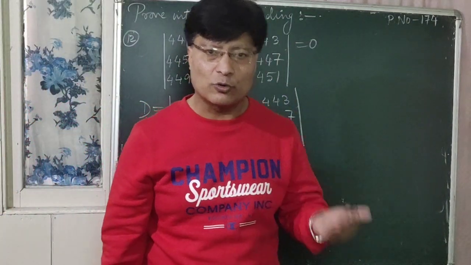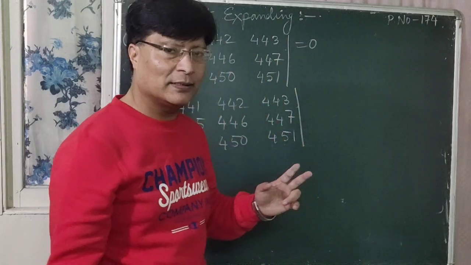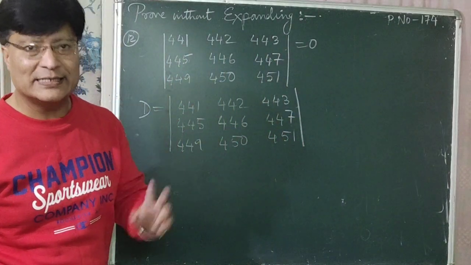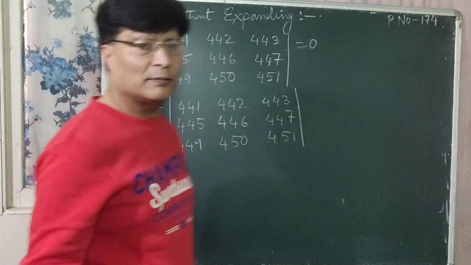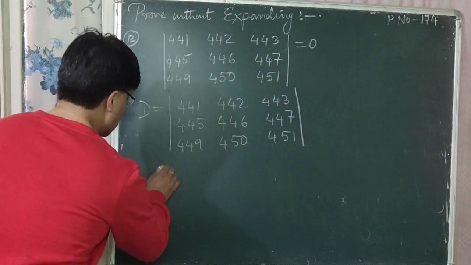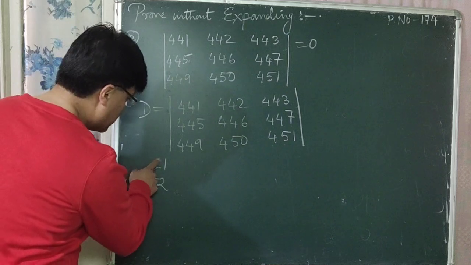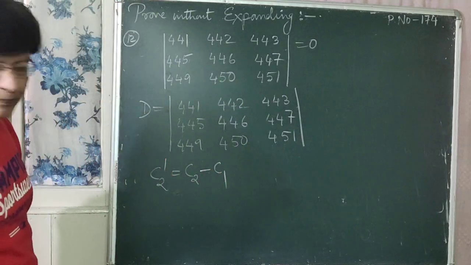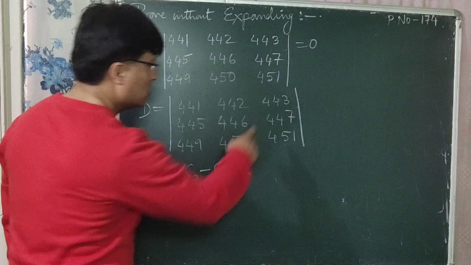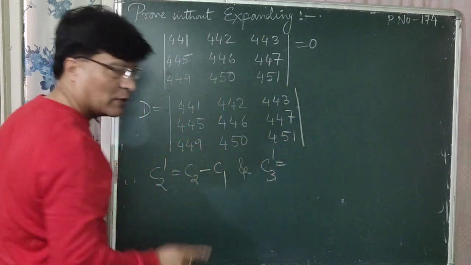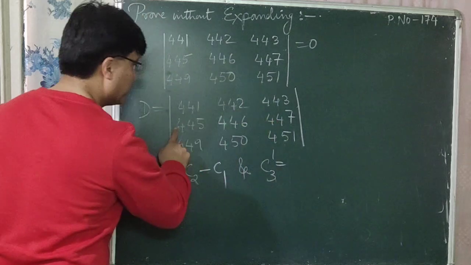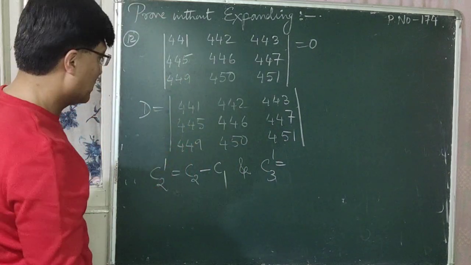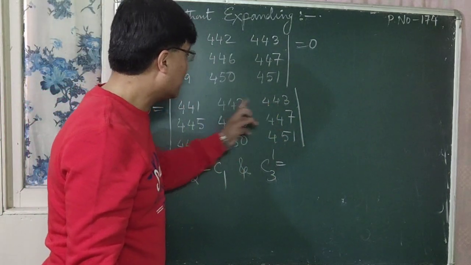The other property is: 449 minus 445, that is also 4. 450 minus 446, that is also 4. 451 minus 447, that is also 4. So if we use the property on the second row and on the third row, we are getting the same elements in both: 4, 4, 4 in the second row, 4, 4, 4 in the third row. If two rows are identical, directly you can write 0. So in this problem, you can use properties either on the row or on the column to make two rows or two columns identical.